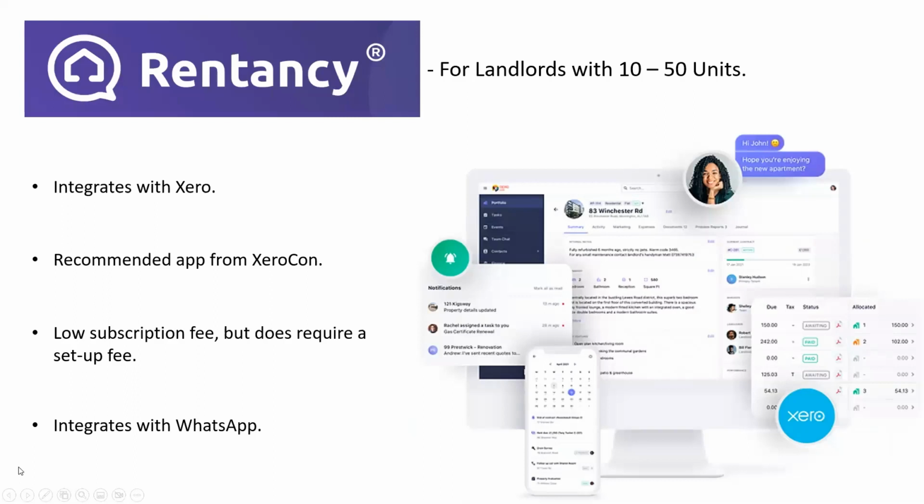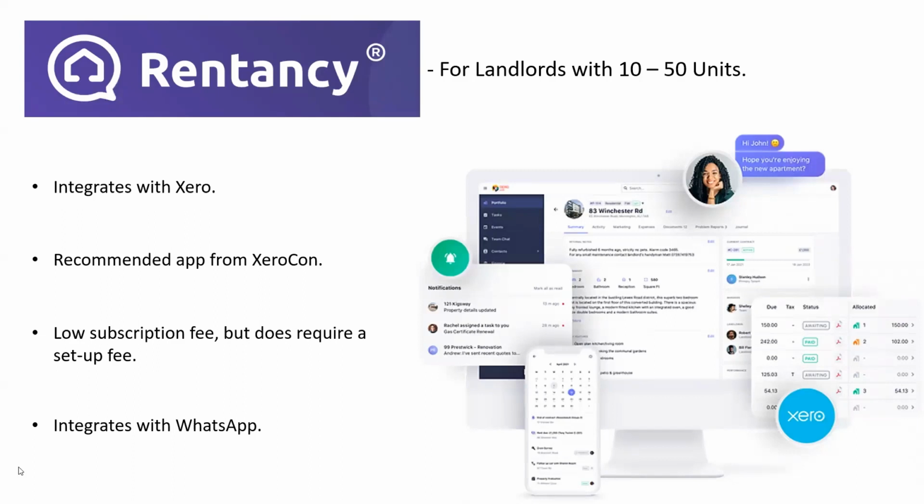Our next recommended app is Rentancy. This records on an accruals basis, so can be used by limited companies as well. We recommend this for 10 to 50 units. The low subscription fee per unit makes it ideal for those starting to grow into a more established size. But we recommend starting this once you have around 10 units, as a one-time setup fee is required.